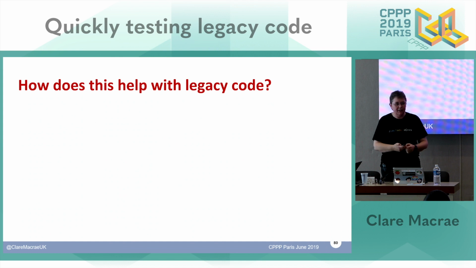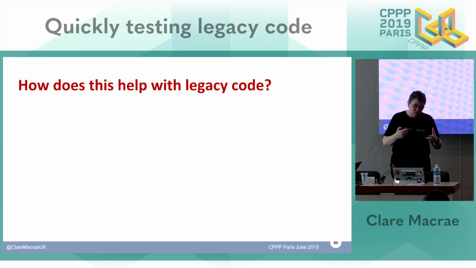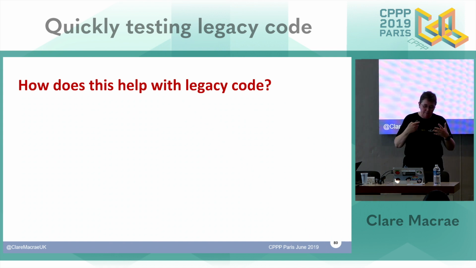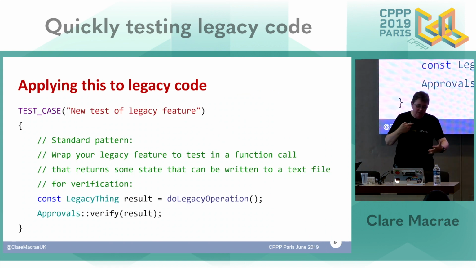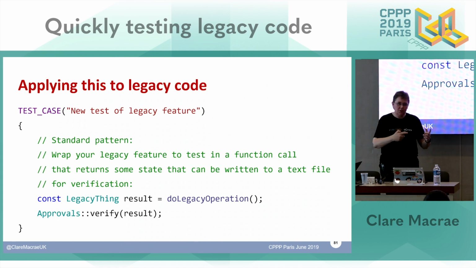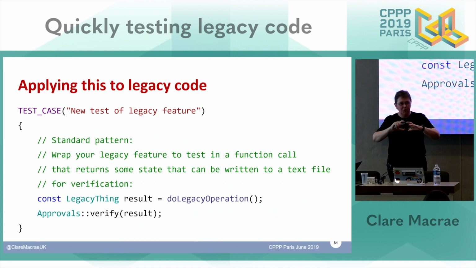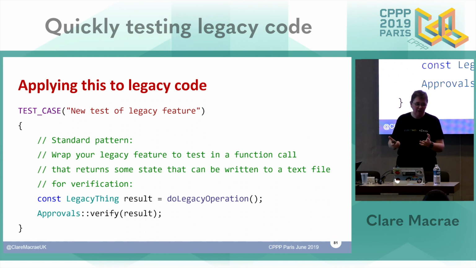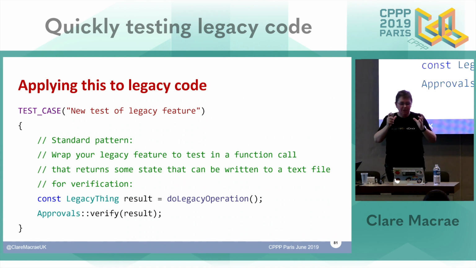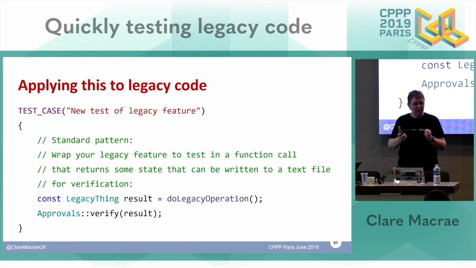So how does this help with legacy code? The next few slides, they're quite abstract, but I'm going to try and explain them anyway. So the canonical pattern for using this with legacy code is as much as possible to wrap up the operation or operations you're testing into a single function or method that returns something that represents the results of the operation that you're testing that you can then pass into approvals verify.